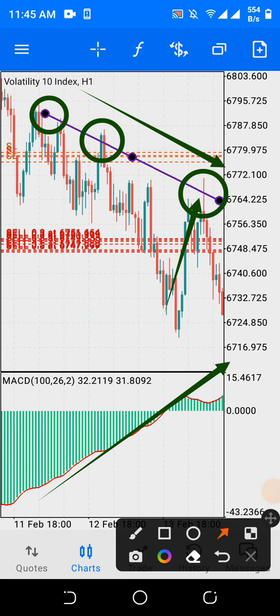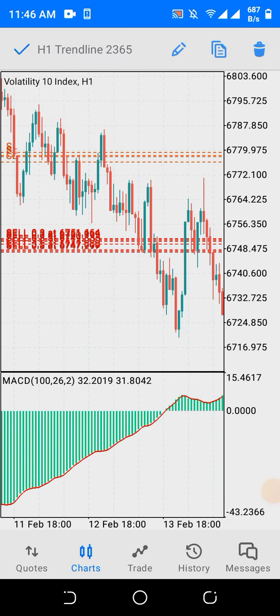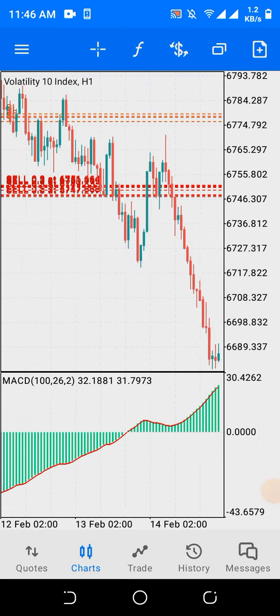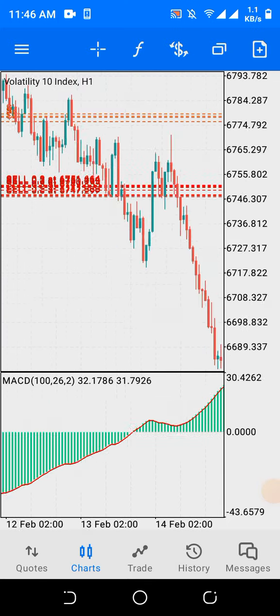Do you understand? So with this, small account traders will be able to minimize the number of pips they use for stop loss.